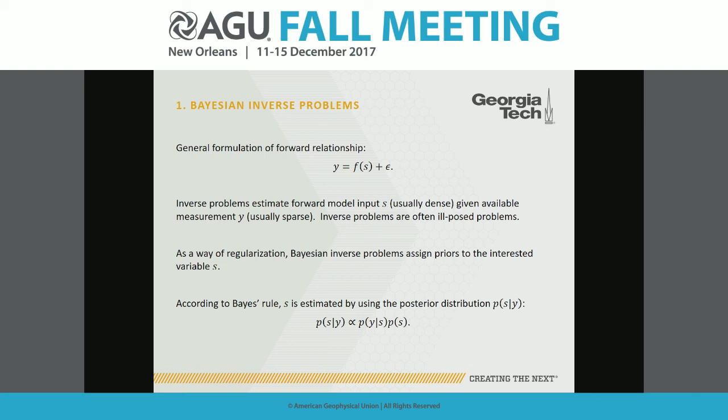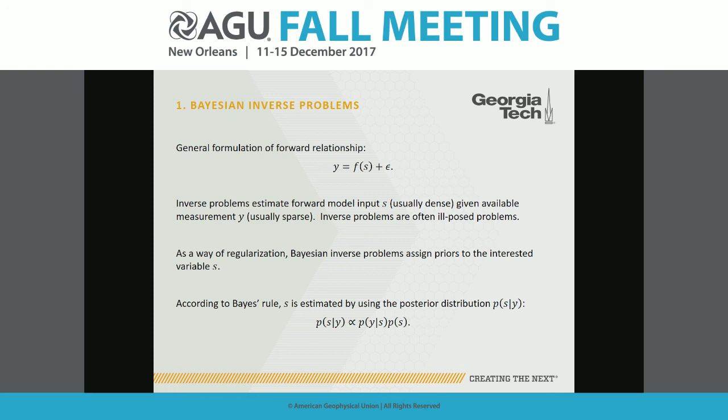Inverse problems usually require a forward relationship as shown in the equation above. We have forward model F, we have input S, and there are some random errors involved in this process, and we have available data Y. So for inverse problems, we are estimating the input data S given some available measurements Y. And because in most cases, the available measurements Y are usually sparse and S is in very large numbers, inverse problems are mostly ill-posed problems.